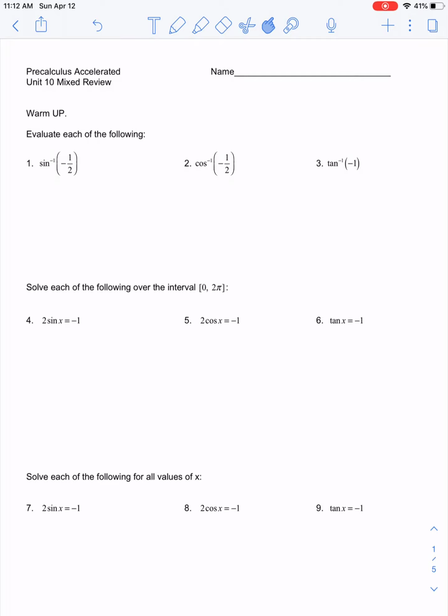Today we're going to continue our lessons on inverse trig, and we're going to start with a warm-up for today. So we've got 3 problems on evaluating, 3 problems on solving from 0 to 2 pi, and then 3 problems on solving for x. You can go ahead and pause this video right now to take as much time as you need to complete problems 1 through 9, and then I will go over them momentarily. So I'll give you a couple seconds to pause.